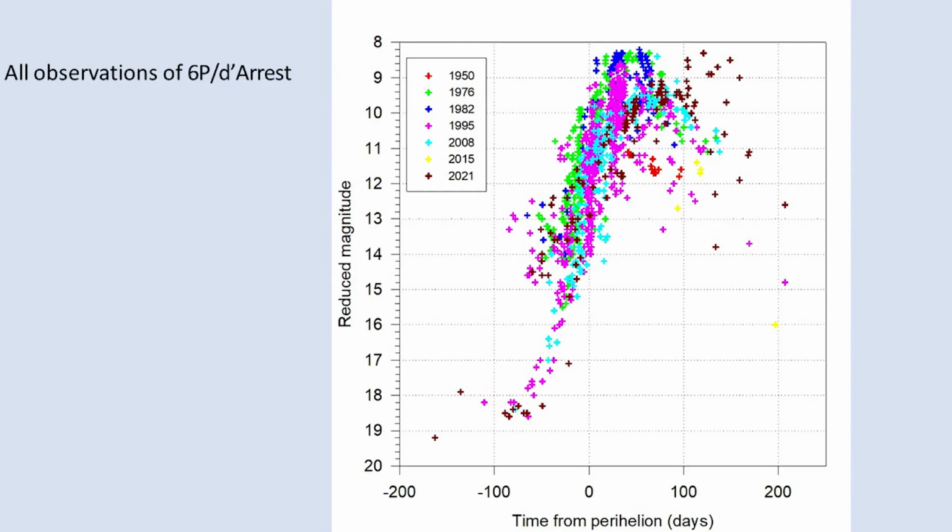Now, some comets seem to repeat pretty much return after return, and you can paste on top of one return the observations at the next return and see a similar sort of behavior. So 6P d'Arrest, more or less apart from this shift that I mentioned, is a repeating comet. It's pretty well behaved.